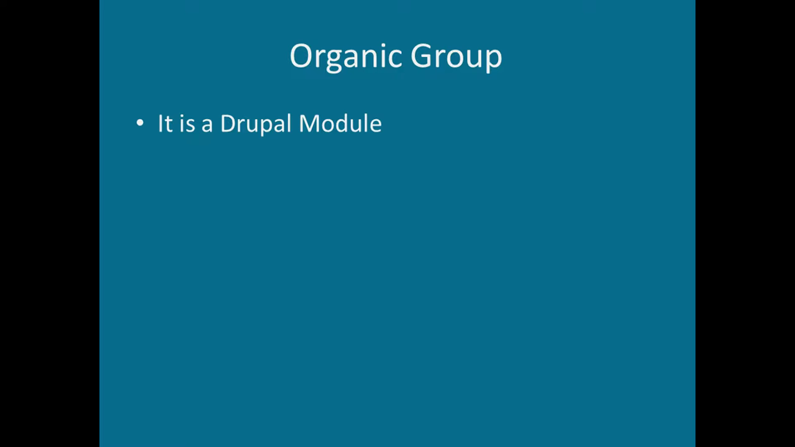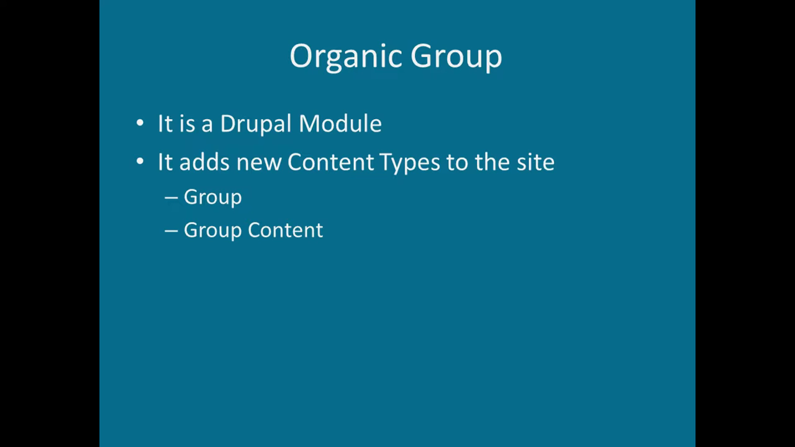Organic group is a Drupal module, and everybody knows what a module is, right? Okay, awesome. One big main function is that it adds content types to the site. Two of them: one is group and one is group content. For the group content types, you have to add that first.